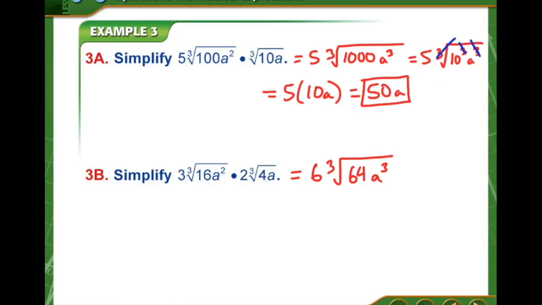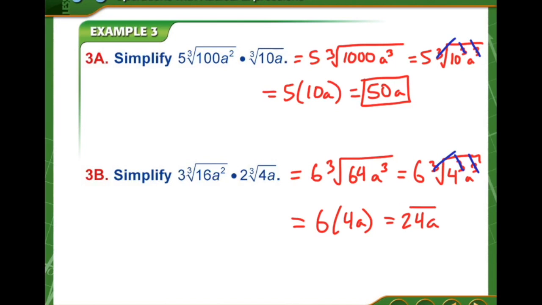So now, again, we have the same advantage we had before. 64 happens to be 4 cubed, so this is 6 times the cube root of 4 cubed times a cubed, and again, cubes and cube roots can cancel. So now we have 6 times 4a, and 6 times 4 is 24, so this is 24a.